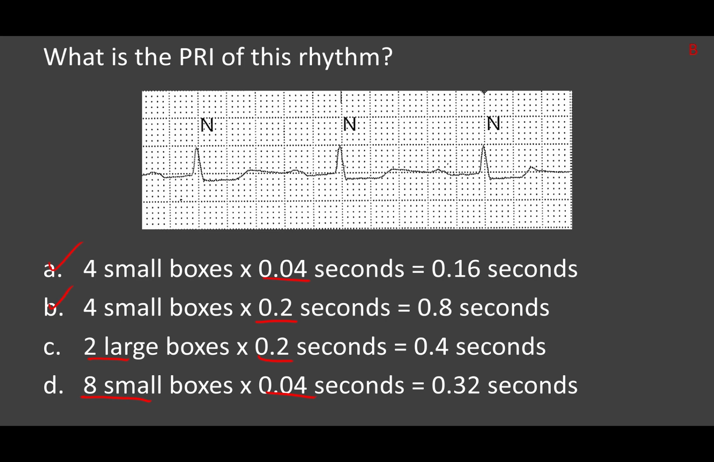I will let you do the markings on the screen and work through all of this, but the short version is going to be from here to about here. And so it's that distance there that you'll need to count up everything. Ultimately, your answer is D. It's 8 small boxes times 0.04 seconds, giving you 0.32 seconds in length.